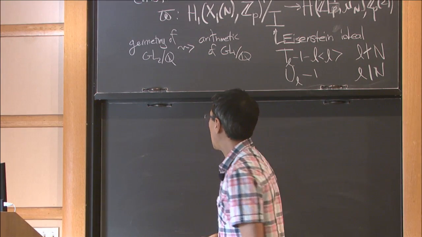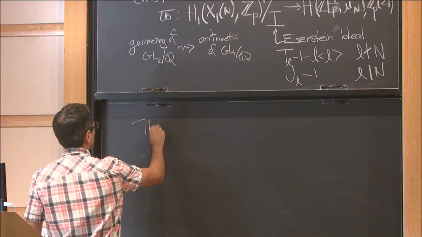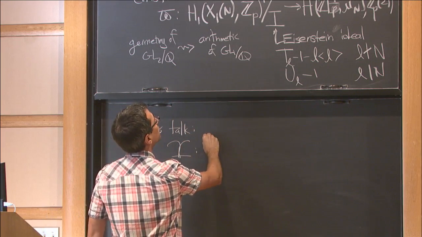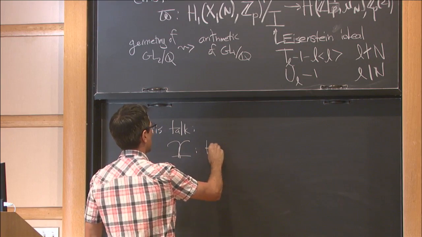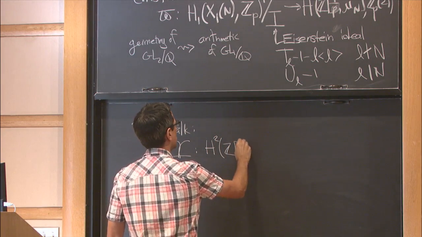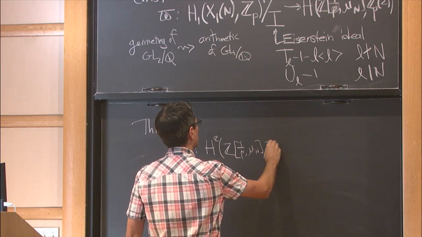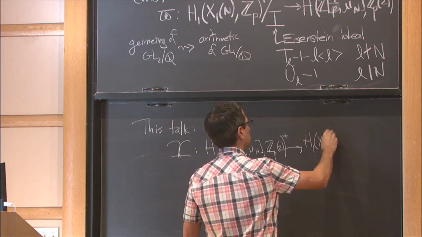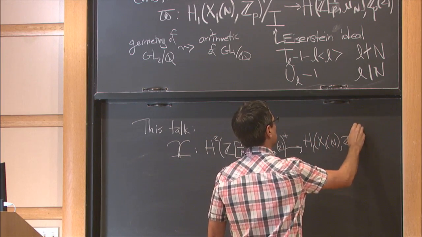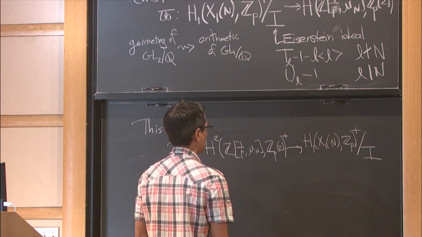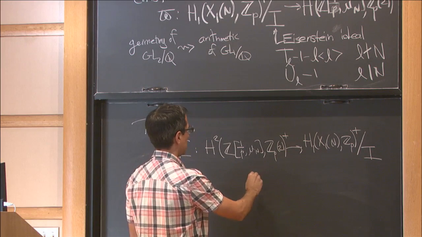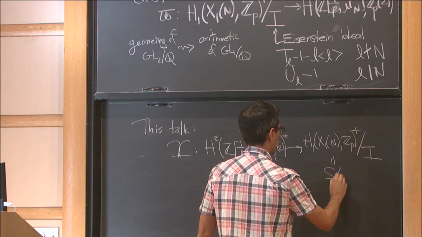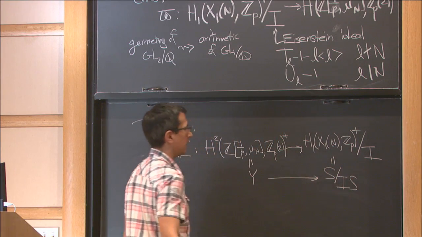So in this talk, I want to construct a map in the opposite direction. Call it epsilon, from H2 to the homology of the Eisenstein ideal. Let me give these things names, the names I gave them last time. So this thing was Y, and this group here is S, so this is S mod IS. I want to construct a map like that.